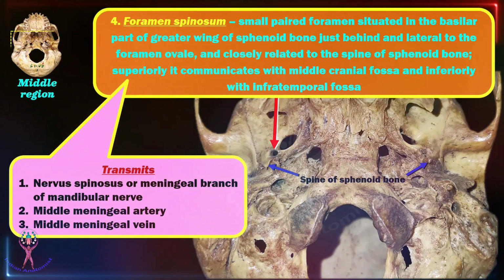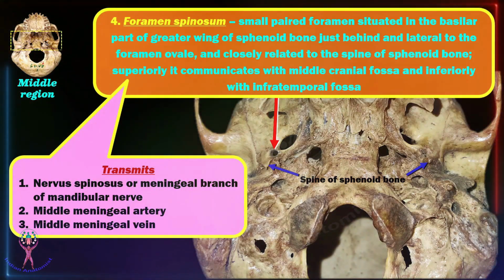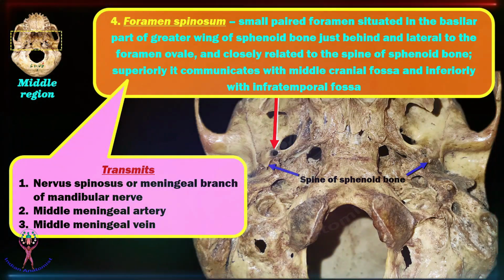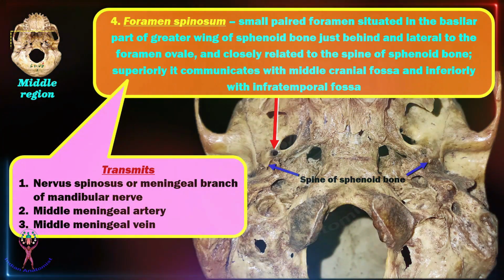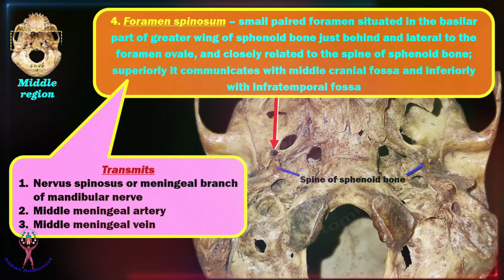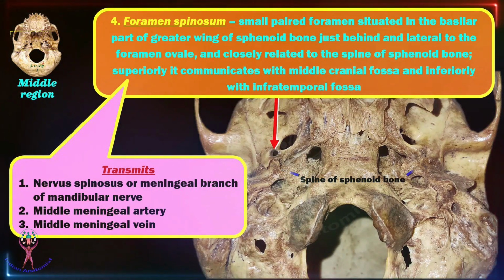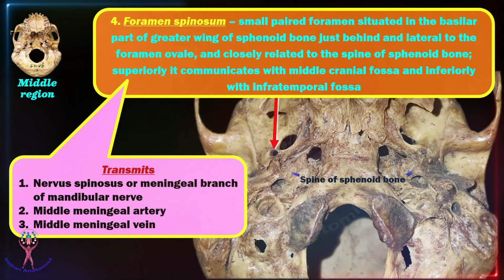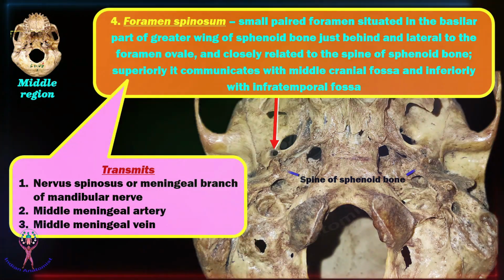The foramen spinosum transmits three structures. First, the nervus spinosus or meningeal branch of mandibular nerve. Second, middle meningeal artery. And third, the middle meningeal vein. In this picture, we can see the spine of sphenoid bone shown by the blue color arrow and the foramen spinosum with the red color arrow mark.